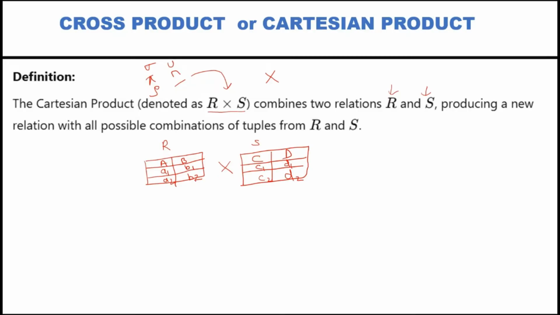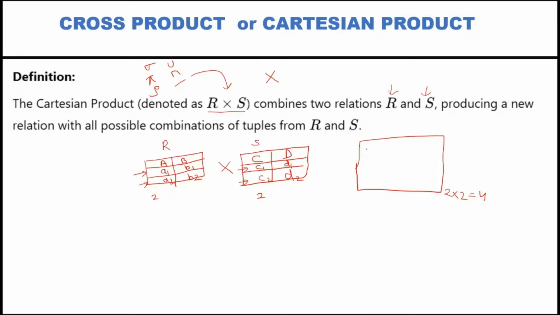A few points about that. Count the number of tuples. This is the first tuple and this is the second, so two tuples are there in relation R. And how many tuples are there in S? This is 1 and this is 2. So two tuples are there in relation S. So the final Cartesian product will have how many rows? 2 into 2, that is 4. And how many attributes would be there?